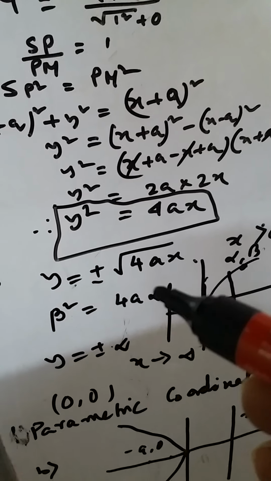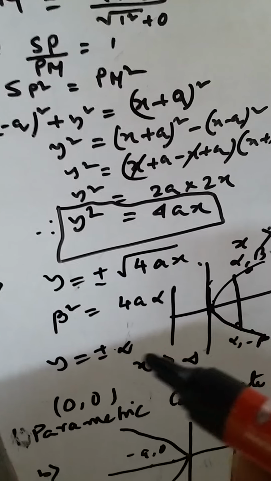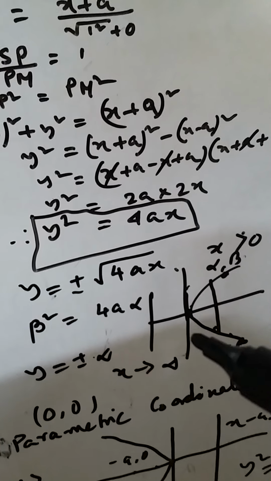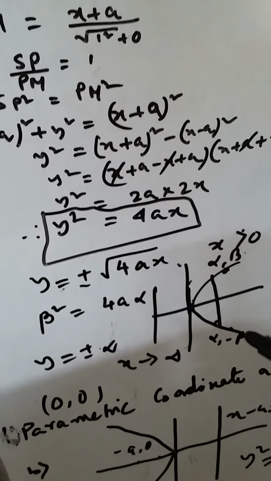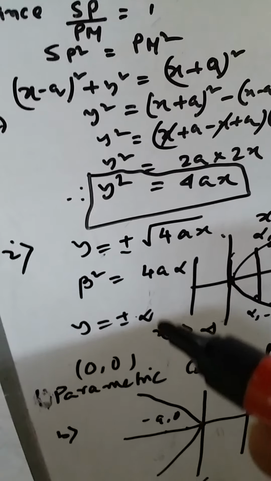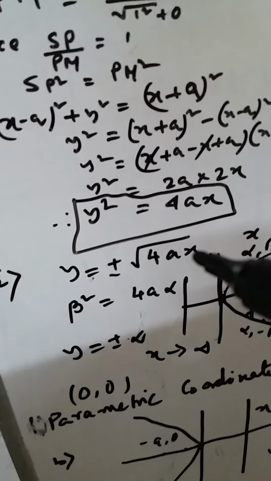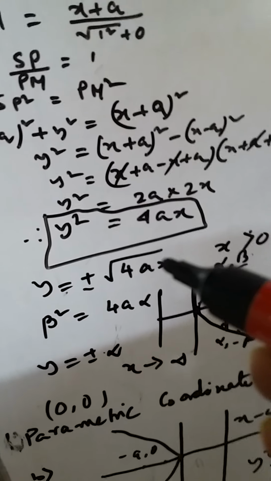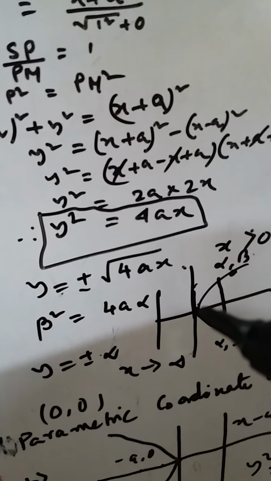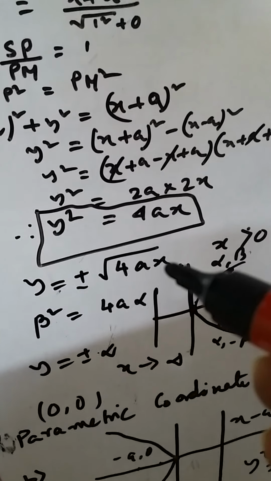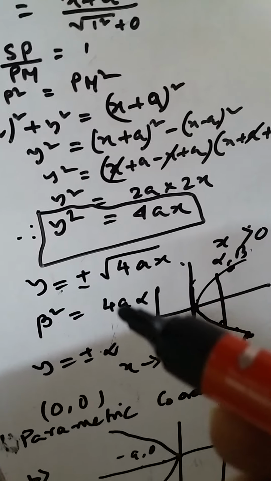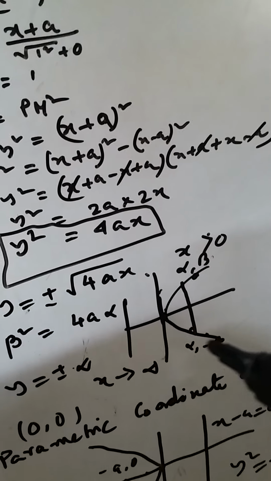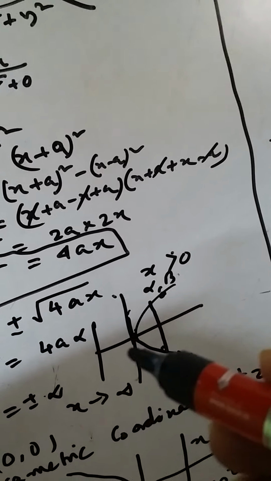If we put 0 for x, we get y equal to 0. So the parabola must pass through 0 0. And if x is less than 0, we do not get real value, and that's why x is not less than 0. If x greater than 0, we get the value. If x equal to infinity, we get plus minus infinity. So the curve must go to infinity.